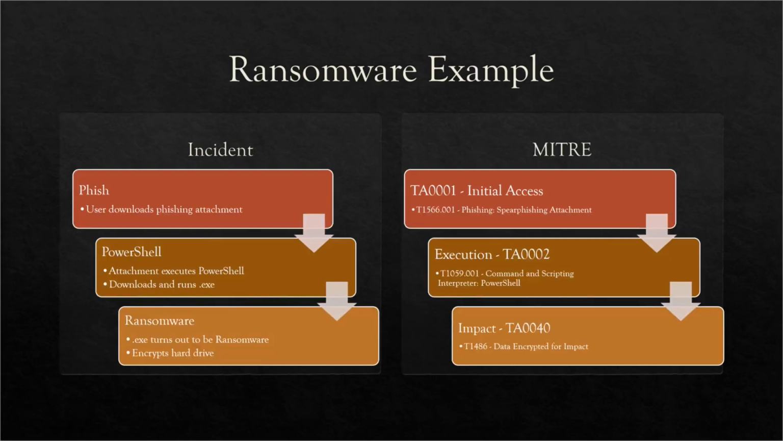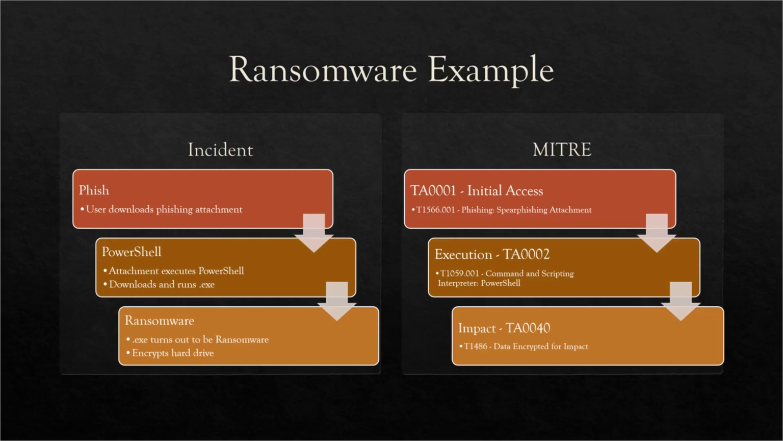All right, so digging more into this with a more concrete example here, we have some ransomware. On the left, we have an incident chain. Just walking through this step-by-step really quick here, we have a phish. So a user downloads some kind of phishing attachment. That phishing attachment turns out to be PowerShell that executes on some level. And then that PowerShell reaches out, downloads an executable, which turns out to be ransomware and encrypts the whole hard drive. How this might be documented and talked about will be different across different businesses, organizations, industries, etc.